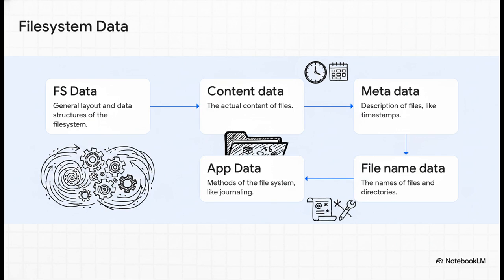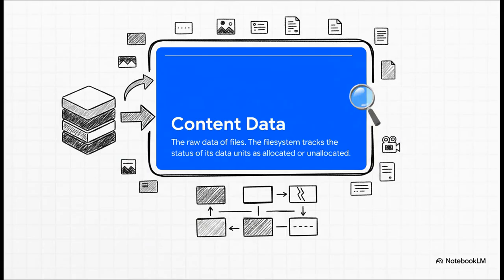So, the file system sorts info into 5 main buckets. You've got data about the file system itself, the file's name, that metadata we talked about, but the one that's most interesting for our purposes, the one we really want to focus on, is content data. Content data is the actual stuff. It's the words in your document, the pixels in your photograph. The file system breaks the entire disk up into these little tiny data units, and it keeps track of the status of every single one. A unit is either allocated, which means it's currently being used by a file, or it's unallocated, which means it's free space, ready for something new.